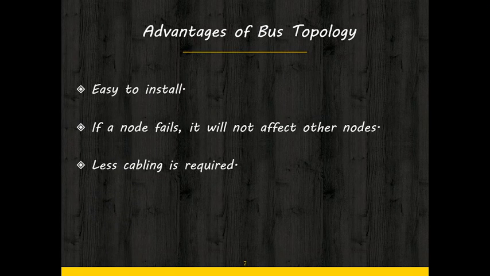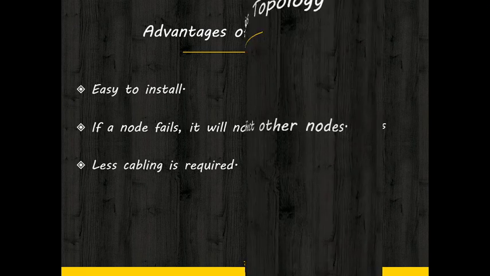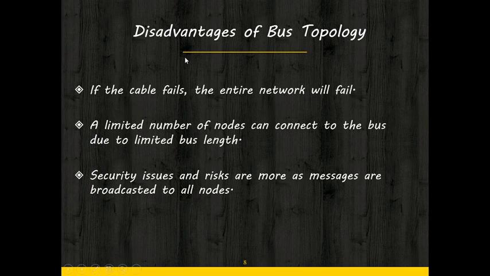Now we will see some advantages of a bus topology. A bus topology is very easy to install, and if a node fails, it will not affect other nodes, which means that the failure of one node does not affect the rest of the network. And less cabling is required, meaning the cable length required for this topology is very less as compared to other topologies. Next are the disadvantages of bus topology.